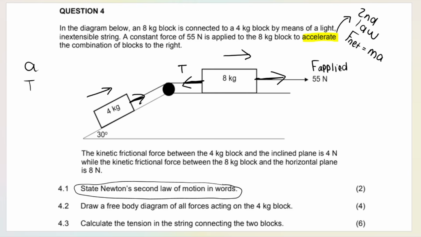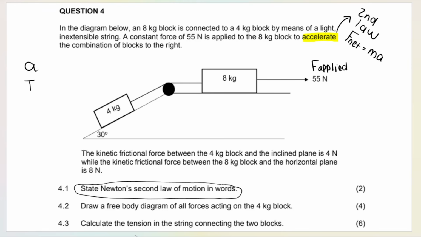Okay, right. They also tell me about kinetic friction that's acting between the 4 kilogram block and the inclined plane, and the kinetic friction between the 8 kilogram block and the horizontal plane. Great stuff. We have all our information. Let's get the definition out the way first.